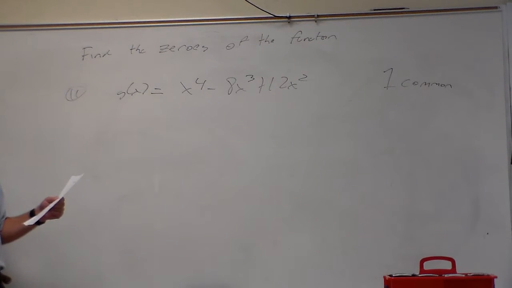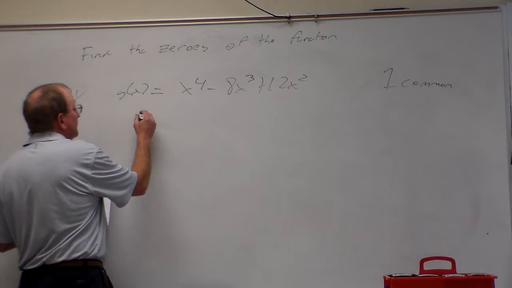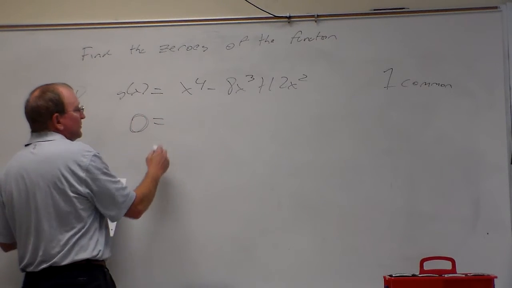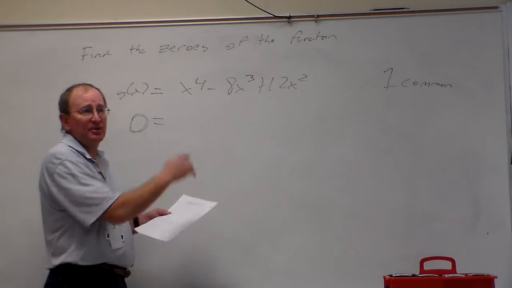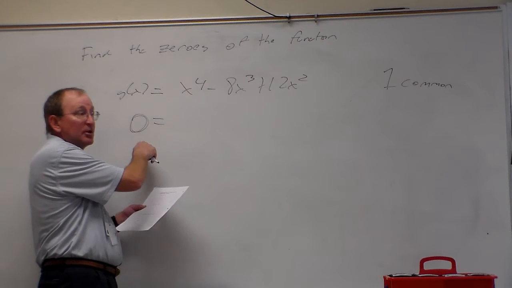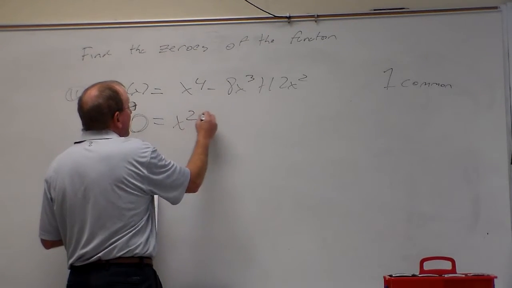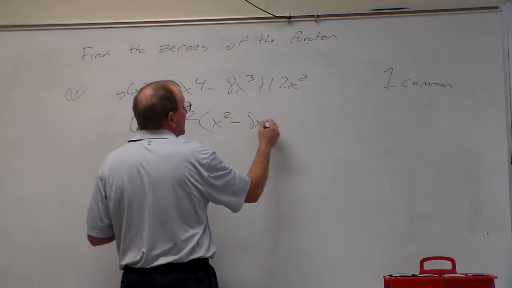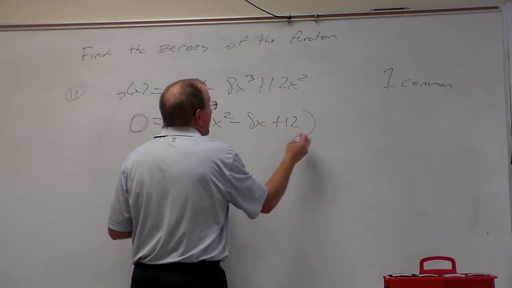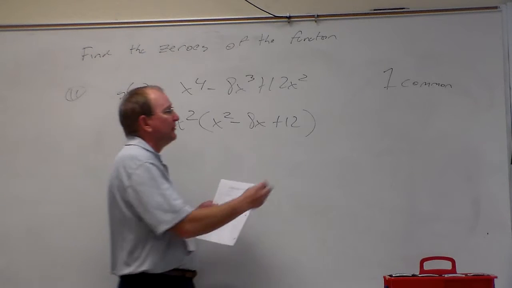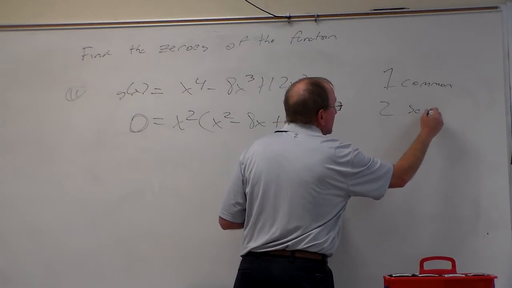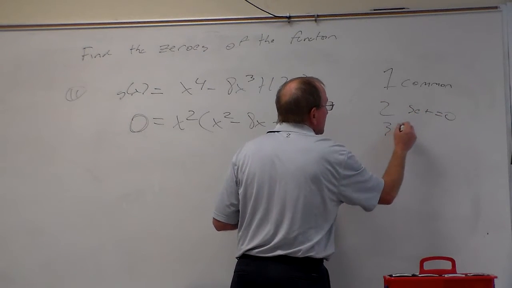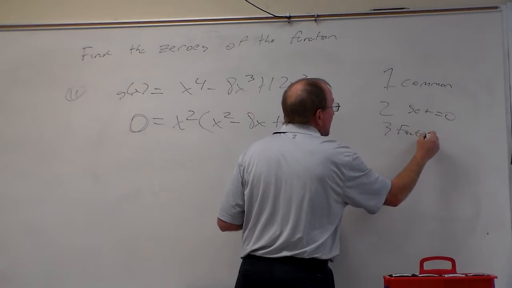Yes, what's common? An x squared. The other thing I'm going to do is set the g of x equal to 0, and I'm going to factor out my x squared. That leaves x squared minus 8x plus 12. And then I look at this here. After I set it equal to 0, I'm just going to factor, if I can.